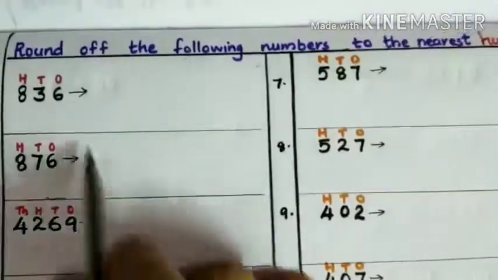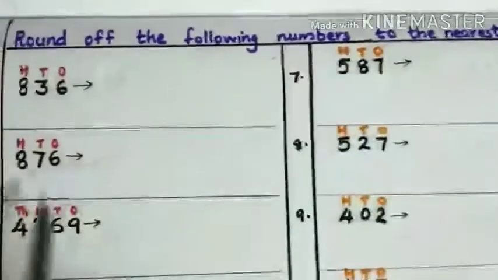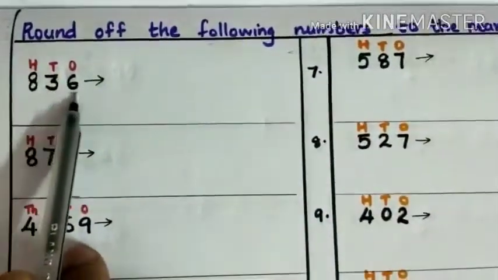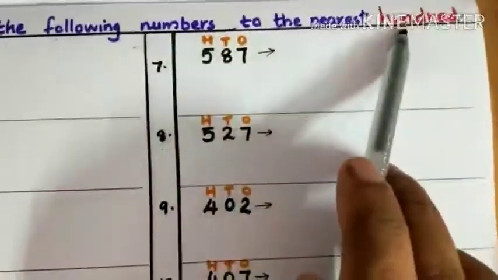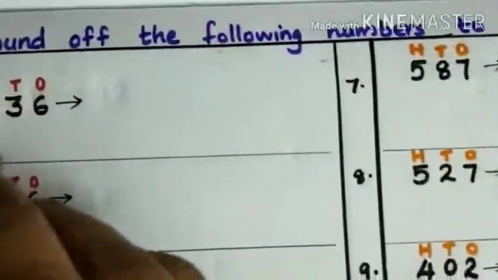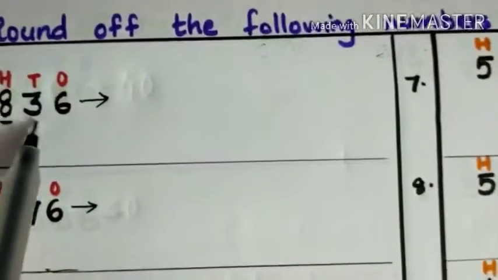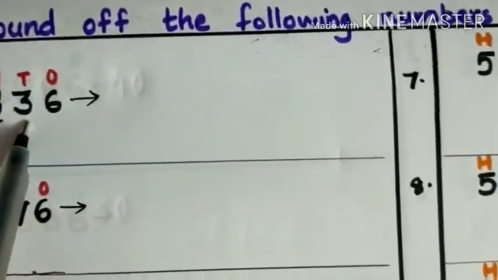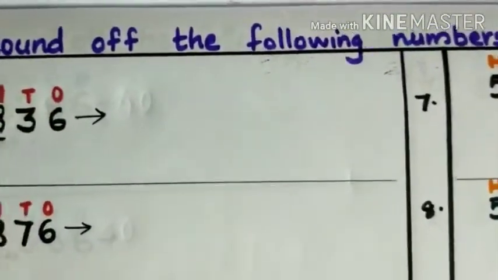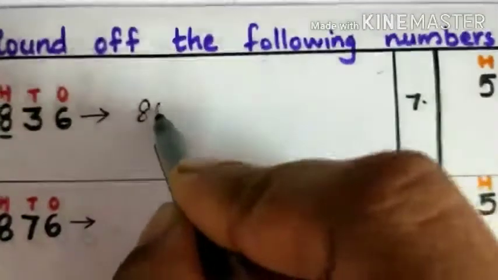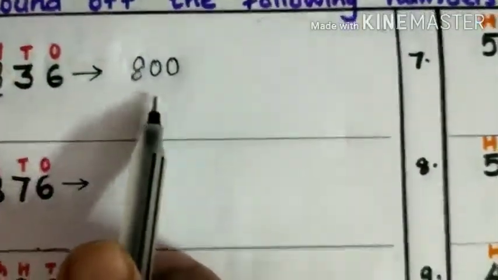Round off the following numbers to the nearest 100. 836. Underline the hundreds place digit. We are going to round off to the nearest 100. Ones, tens, hundreds. Next digit, tens place digit 3. 3 is less than 5. So no change. 836 rounded off to 800. Rounded down.